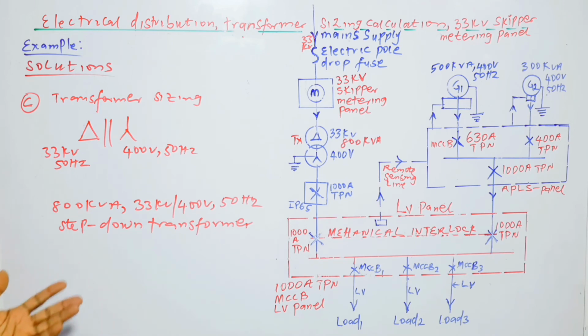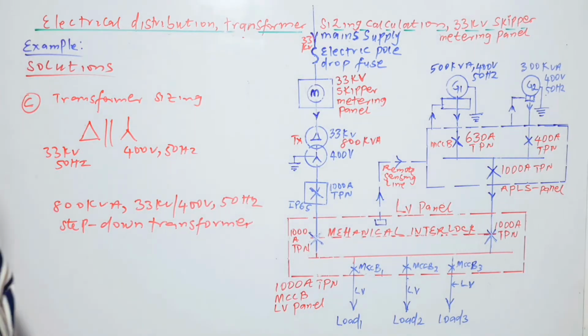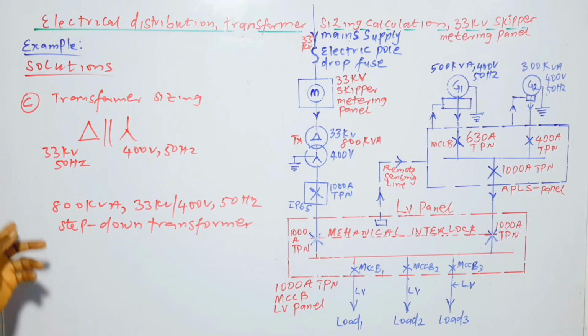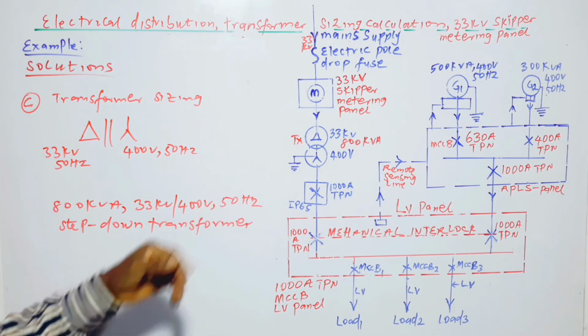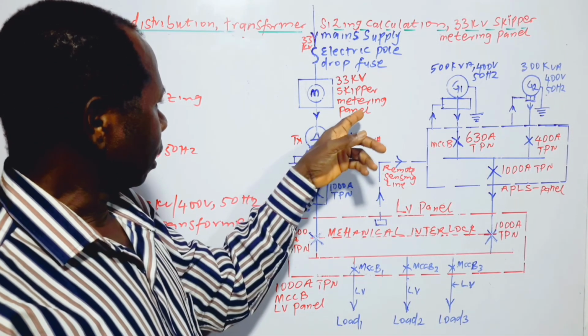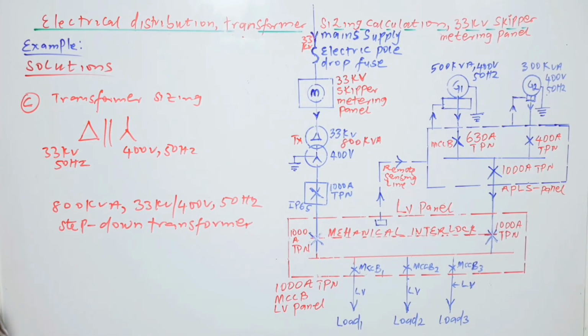Hence, or otherwise, means without necessarily going through any rigor, we are just deducing the size of the transformer from what we have done in the A part and the B part. So this is the size of the transformer: 800 kVA, 33 kV/400 volts at 50 Hz, step down transformer. And that ends the solutions to the problem.